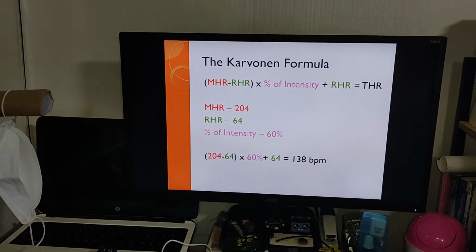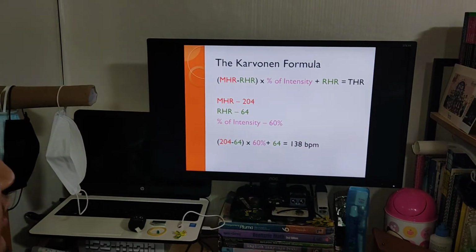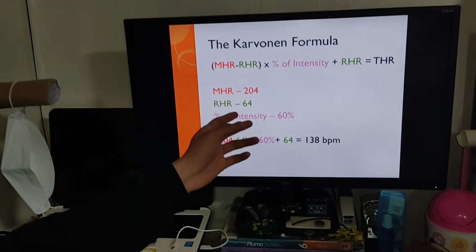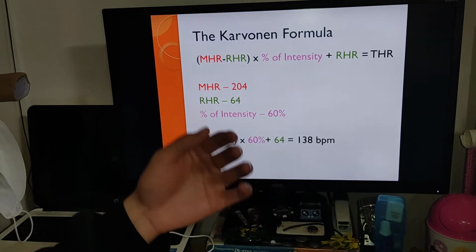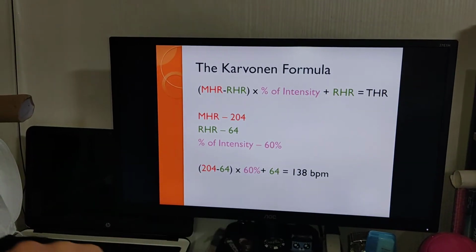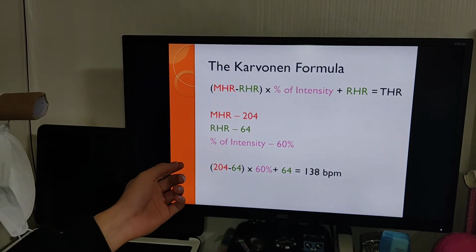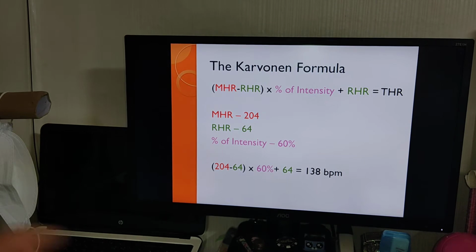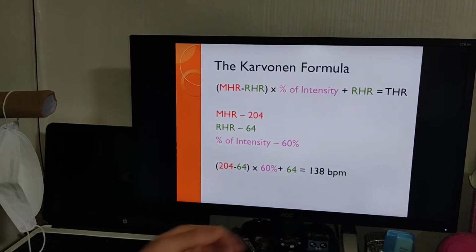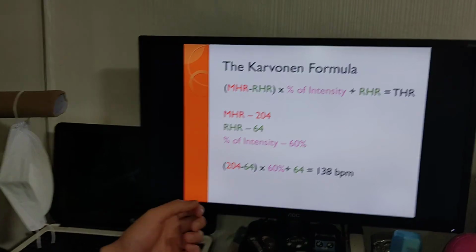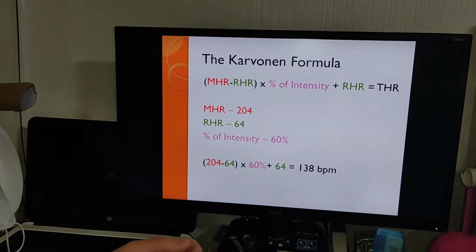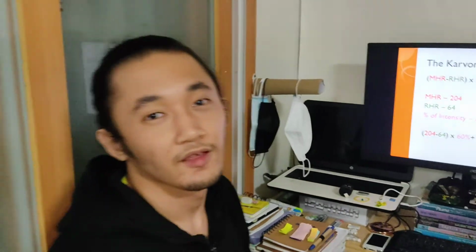So if I use the Karvonen formula, MHR minus RHR times the intensity plus RHR equals target heart rate. MHR is 204, RHR is 64, and the intensity I want is 60%. So 204 minus 64, times 60%, plus 64 equals 138 beats per minute. So that's how you use the Karvonen formula to achieve your target heart rate, and the intensity is also a percent of how much you want. So that's basically the target heart rate.